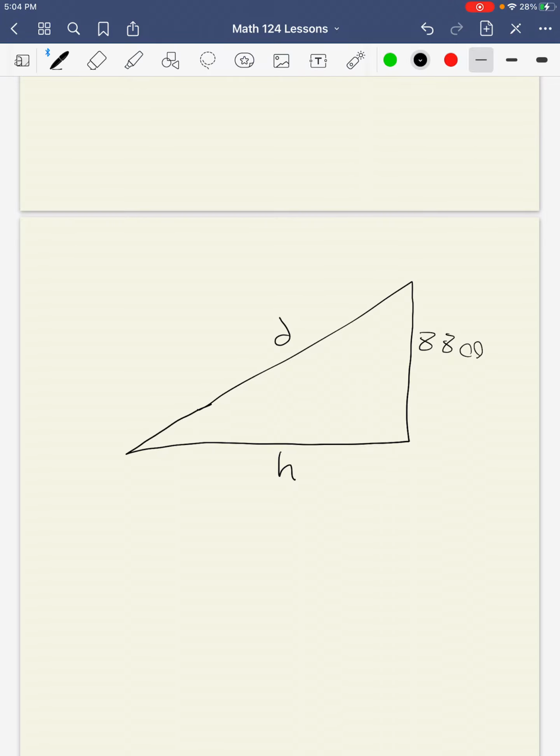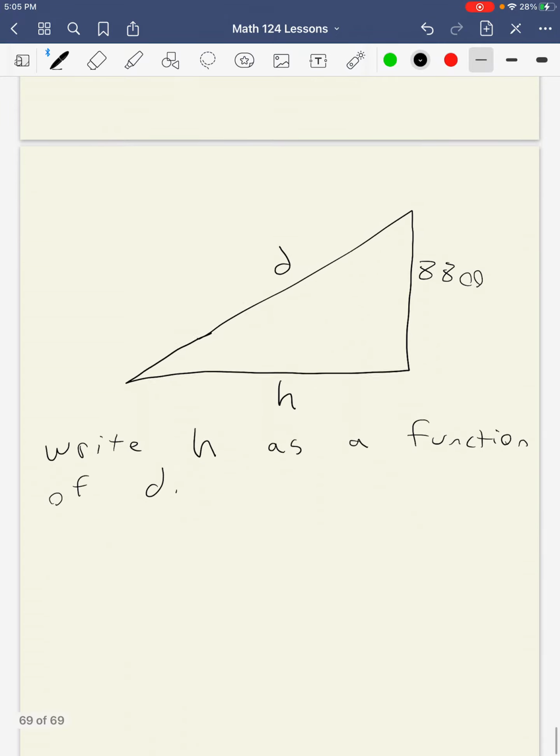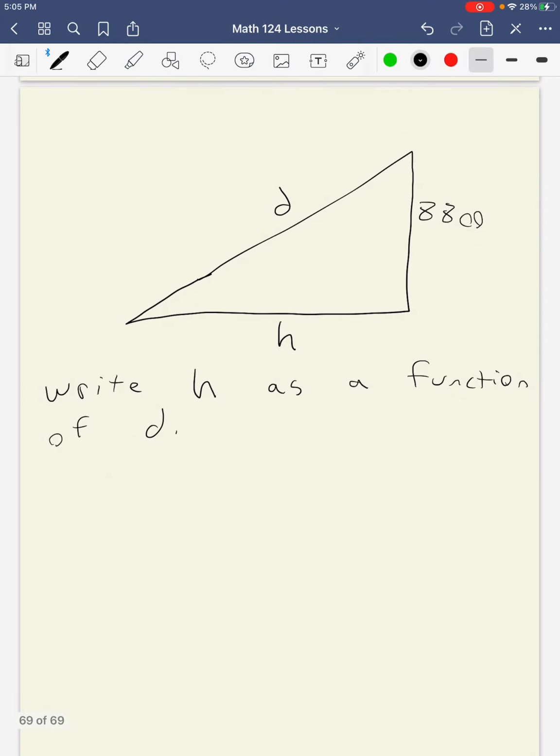Okay, say we want to write h as a function of d. Well, how do we do that? That means we want h to equal stuff which is numbers and d's on the right hand side.